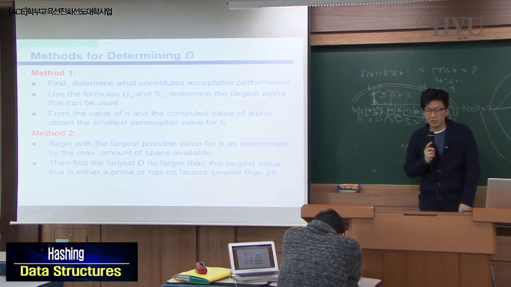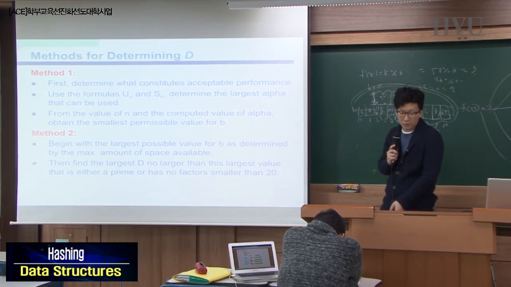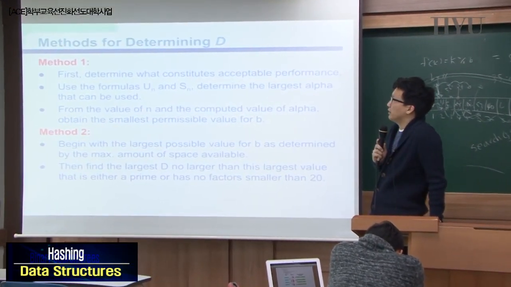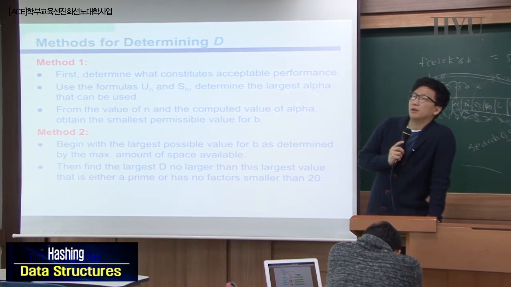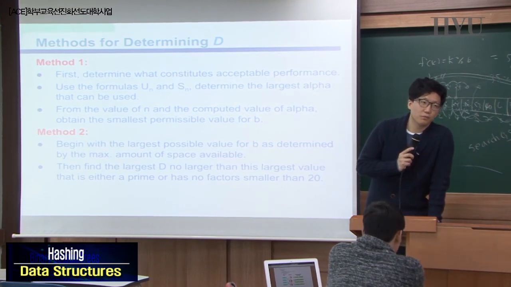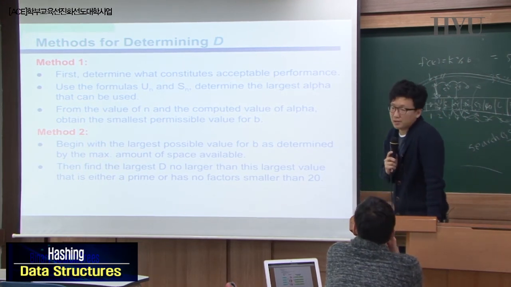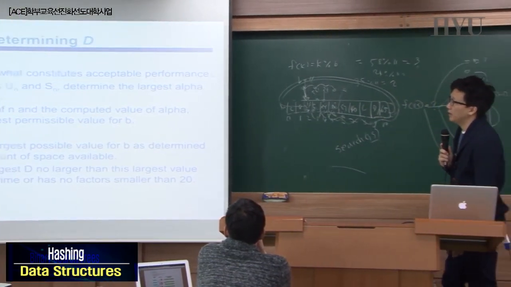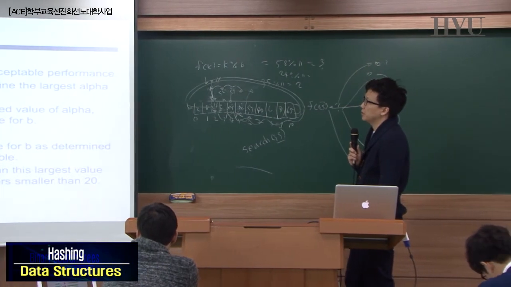Method 1: first determine what constitutes acceptable performance. Use the formula alpha = n/b. Determine the largest alpha that can be used. Probably not 1, 1 is too much. Less than 1. From the value of n, compute the value of alpha. Obtain the smallest permissible value of b.